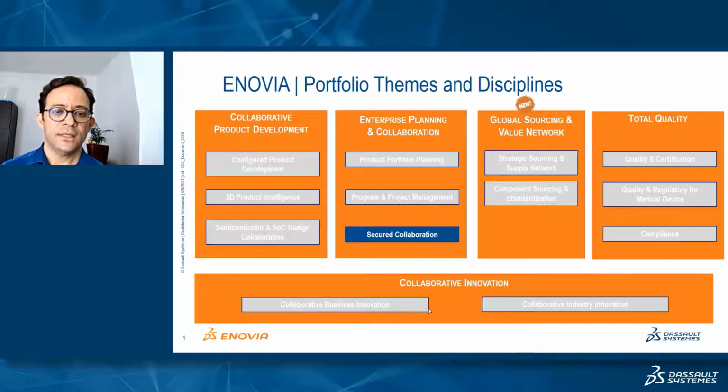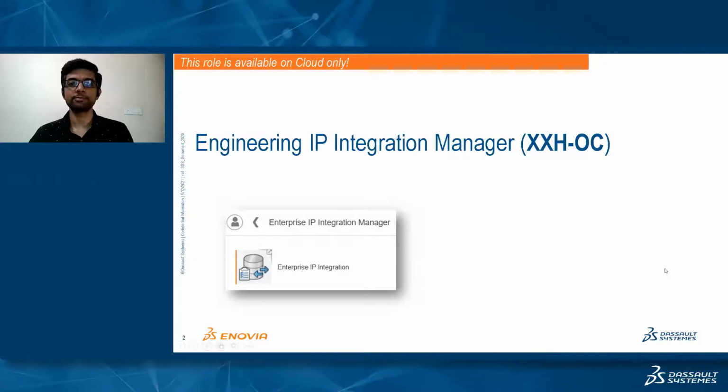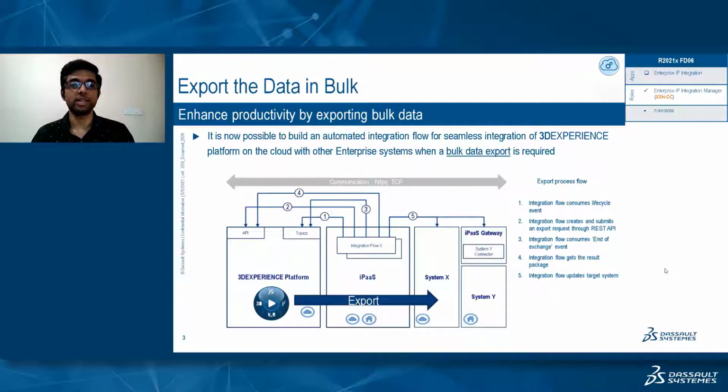Let's review now the enhancements in the secured collaboration discipline. Coming to the next role, which is Engineering IP Integration Manager, XXH. Just as a gentle reminder, this particular role is available only on cloud, and it includes the app, which is Enterprise IP Integration. Let's see what is the enhancement in this release.